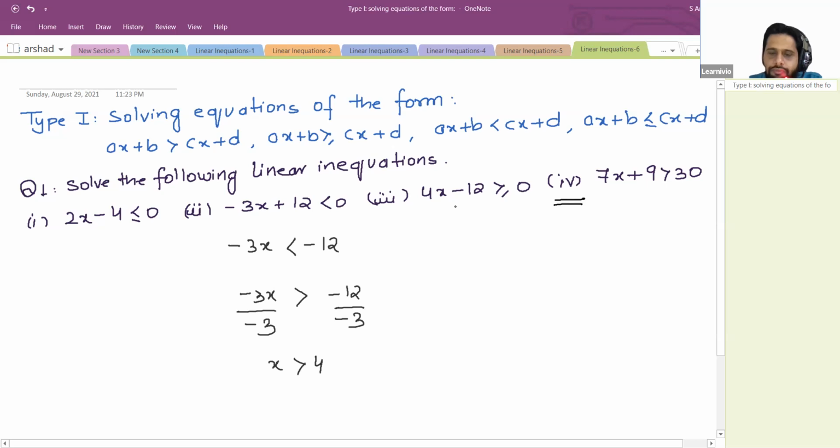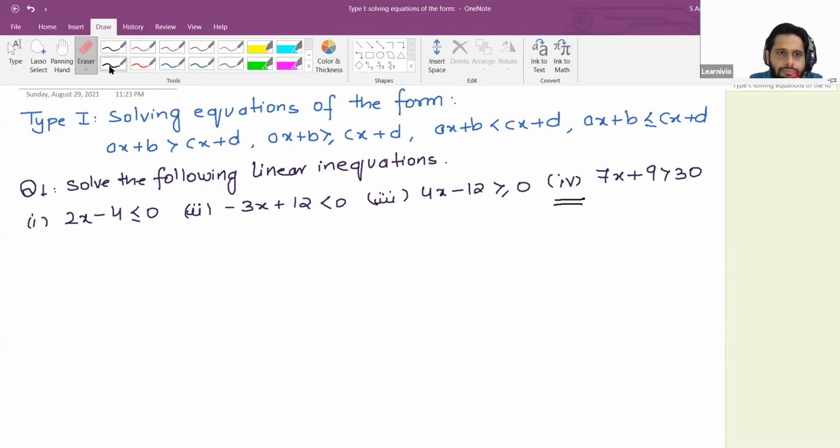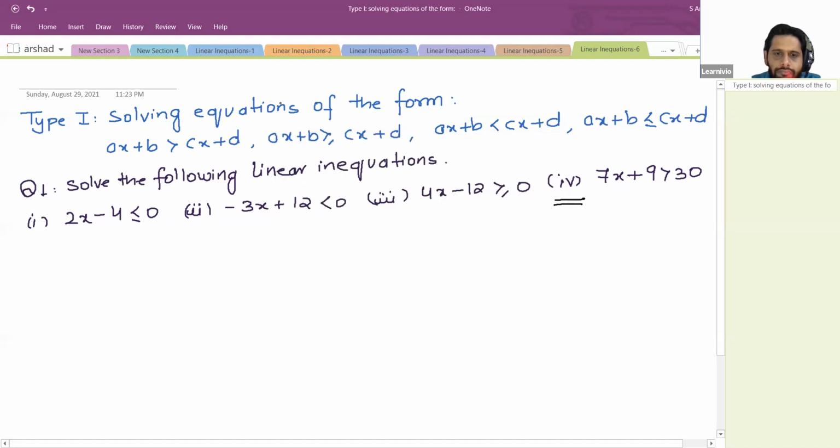Then please try the third one. 4x minus 12 greater than or equal to 0. X is greater than 3. X is greater than or equal to 3. Okay, very good.